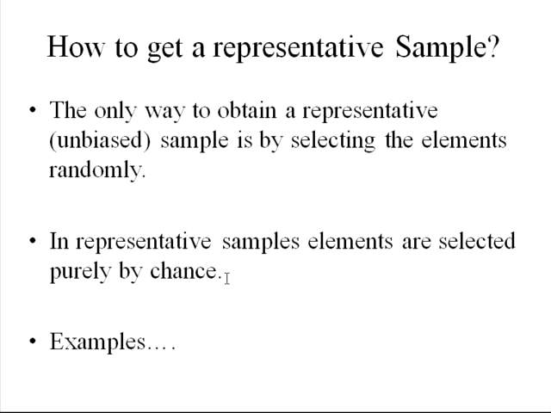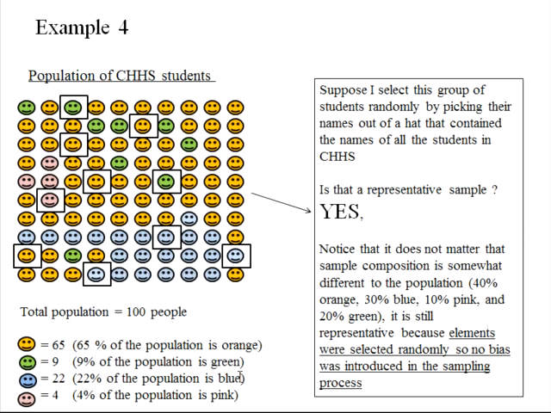All the elements have some probability of being selected. You're not selecting some over others. So bias is eliminated when they don't select themselves or you don't select them. It is a computer selecting them. So let me give you an example from our population of 100 students. I asked the computer to pick 10 students randomly, and the computer does so. Is that a representative sample? Yes, it is.